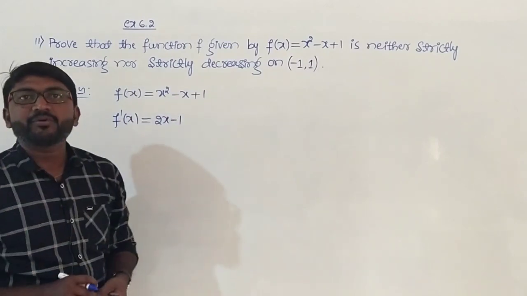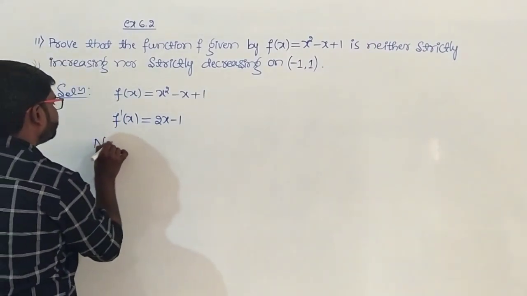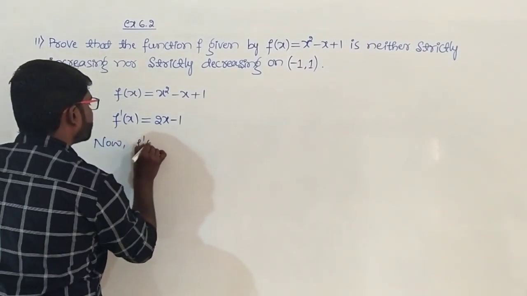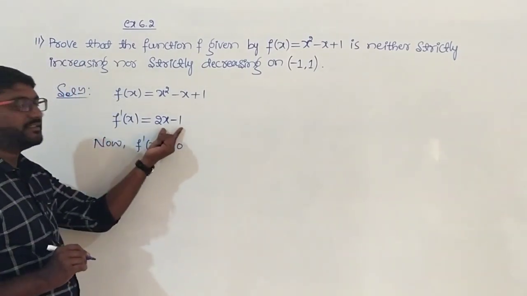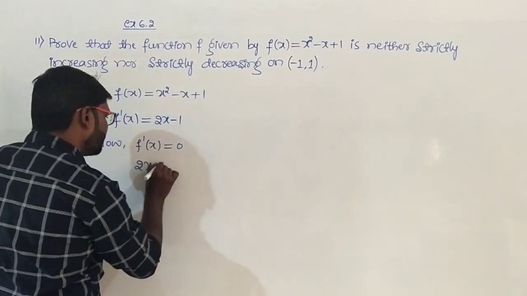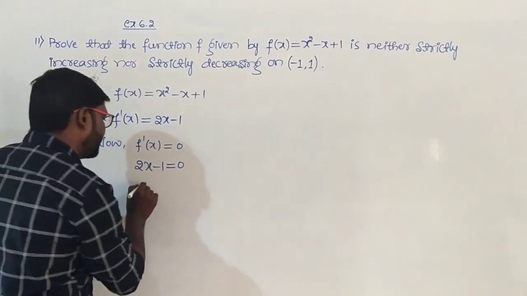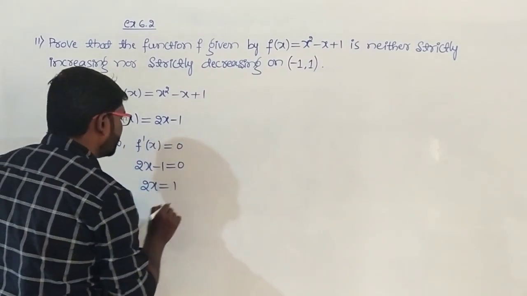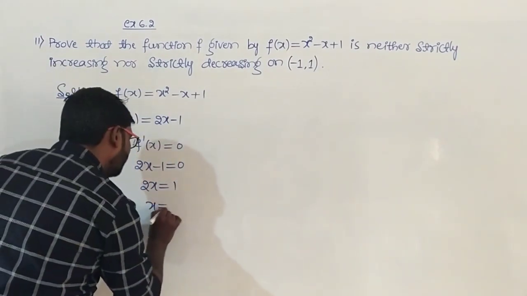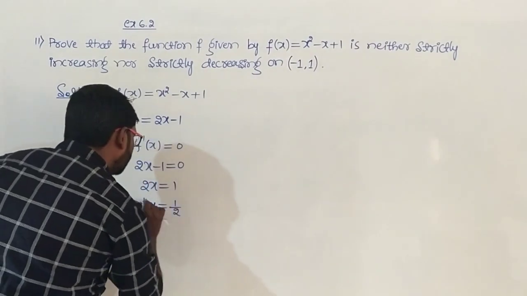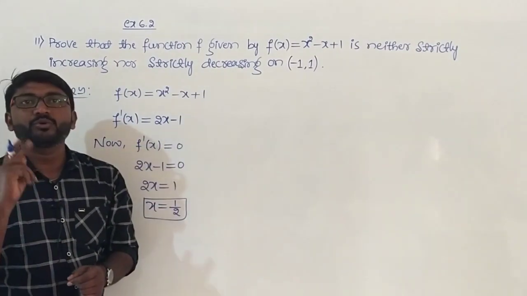Now to get the critical point we have to equate f dash of x with 0. So f dash of x equals 0. What is f dash of x now? It is 2x minus 1. So 2x minus 1 equals 0. Now take minus 1 to the RHS, it becomes plus 1. You get 2x equals 1. Now take 2 to the RHS, it goes to the denominator. You get x equal to 1 by 2. So now the point x equal to 1 by 2 divides the given interval into two intervals.